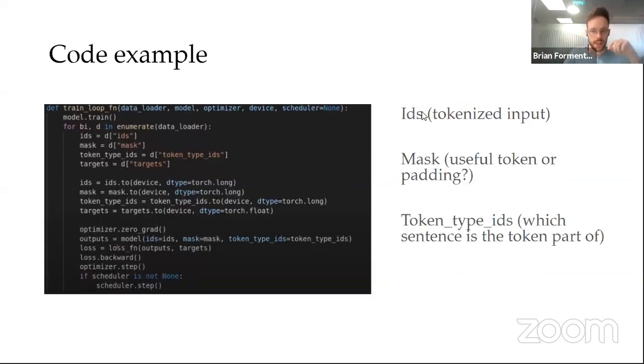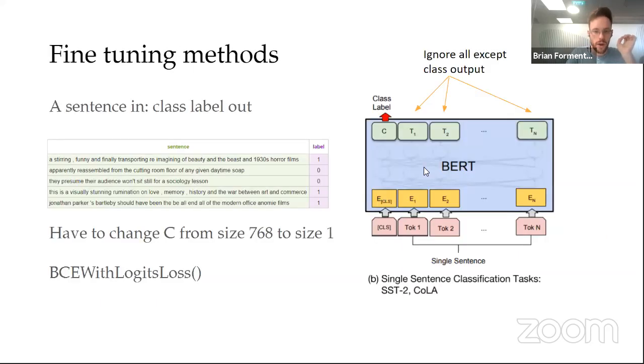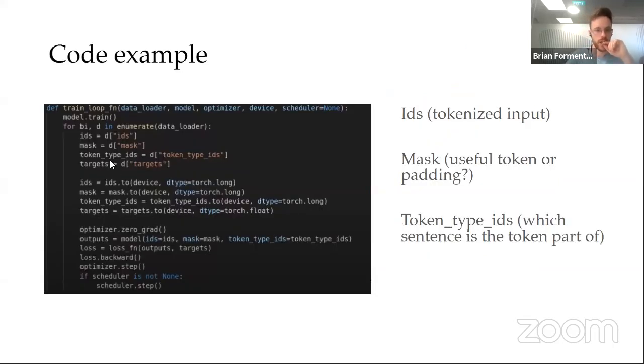So the IDs is the tokenized input. The mask is something called the attention mask, which represents where in the input you have a useful token and where in the input you just have padding, so just zeros. And the token type IDs, I'm going to touch on what it is later. And then the targets, which, if you're doing binary cross entropy, is just going to be either a 0 or a 1, right?